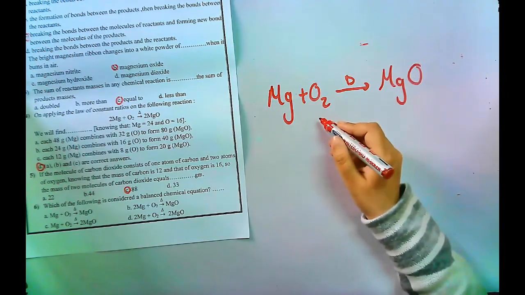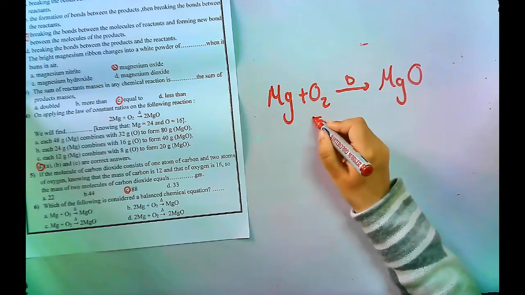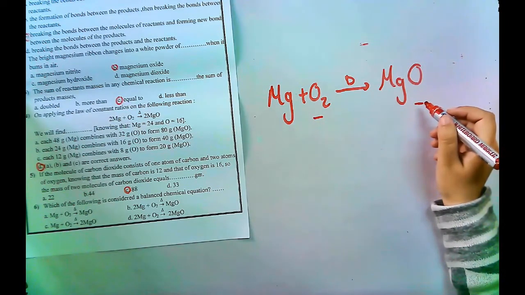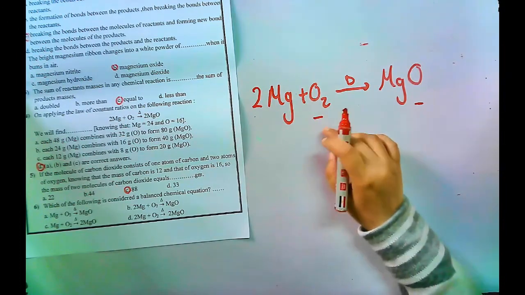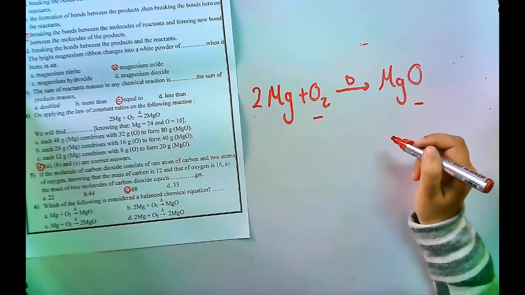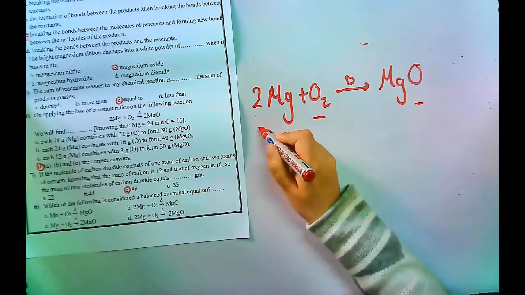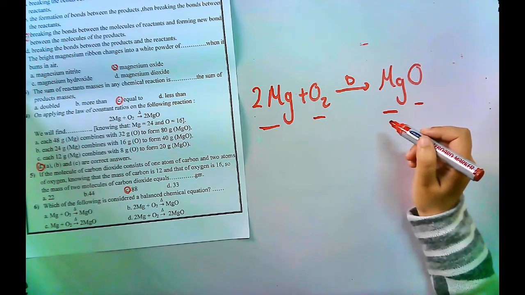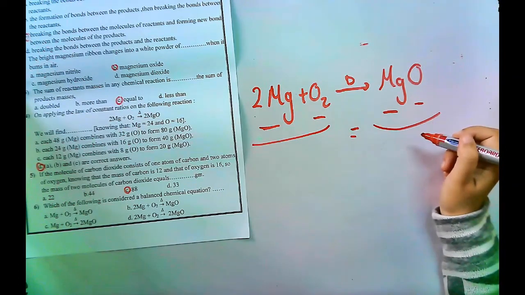Here, the number of oxygen atoms in the reactants is equal to 2, but here it's only 1 atom, so this is wrong, so we will not choose A. The second one, B, is written like this: 2 of magnesium with O2 will produce magnesium oxide. The same problem: here it's 2 atoms of oxygen, and here it's only 1 atom. Here it's 2 atoms of magnesium, and here it's 1 atom of magnesium, so this is wrong. The number of atoms in the reactants should equal the number of atoms in the products.